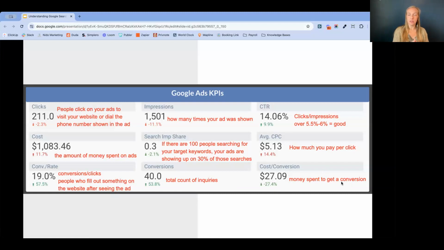So let's say that lead is a tour and they enroll in your school. Your tuition is about $1,000 a month. So let's say you have this person for a year. You paid $27 for that tour, and now you've made $12,000 off of them. So essentially, this is where your bread and butter is. This is where you want to make sure that what you're paying for your conversions is matching up to what you're going to get from there.